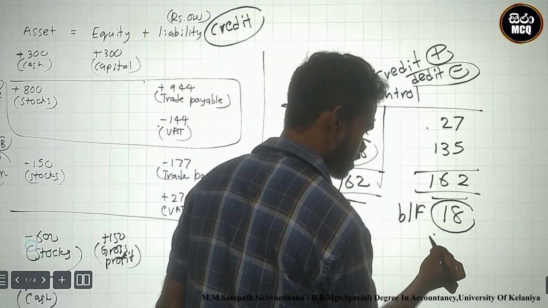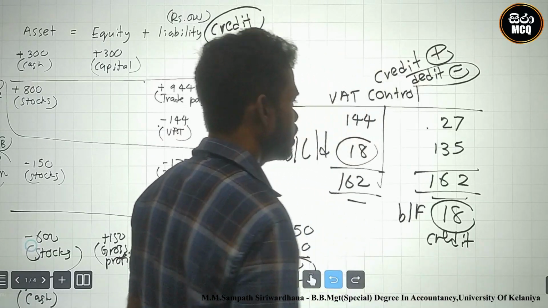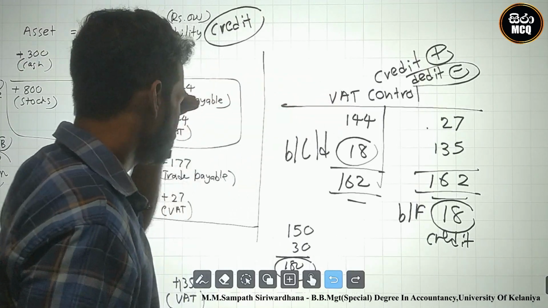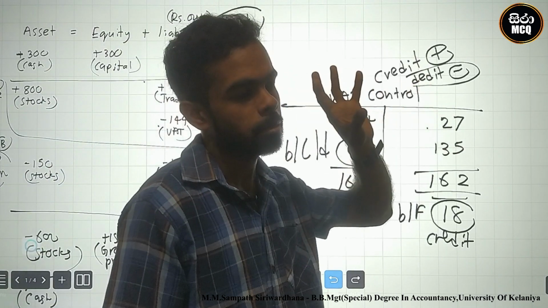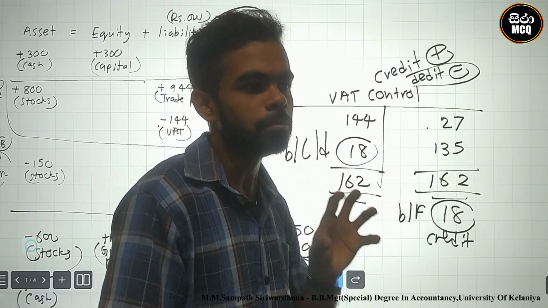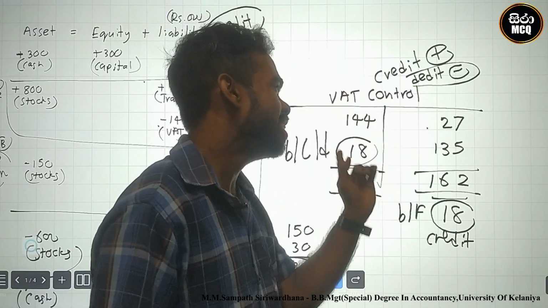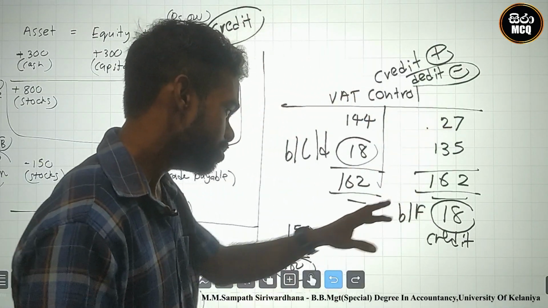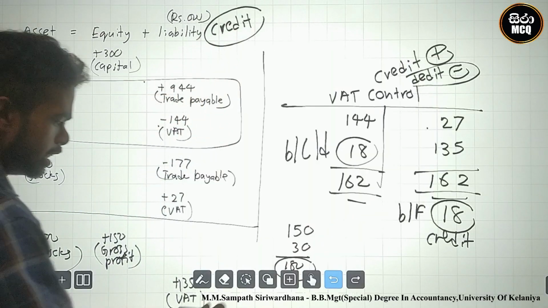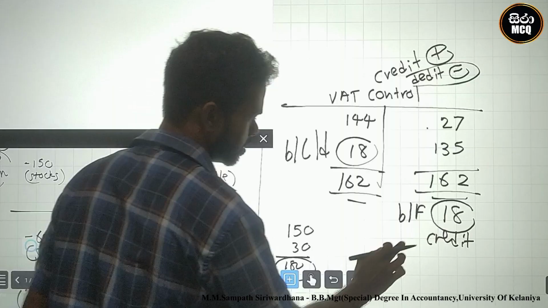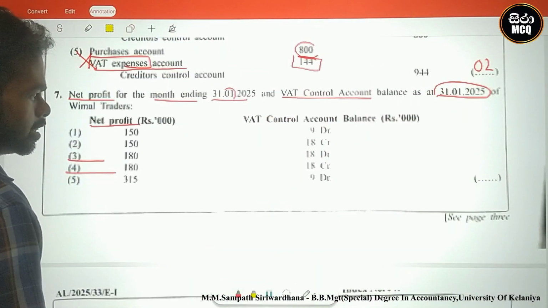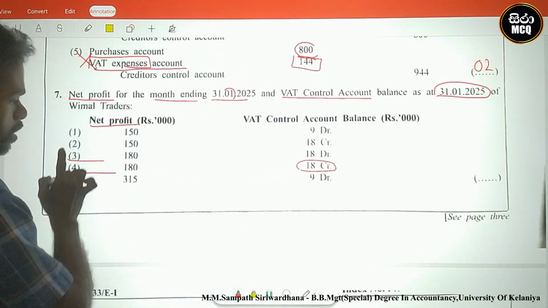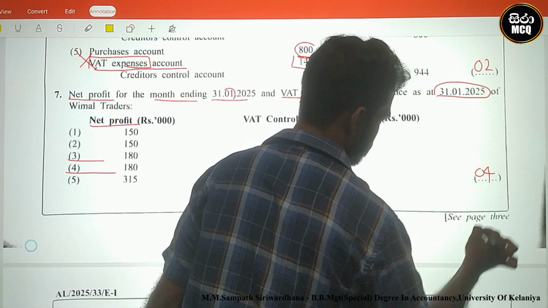18,000 is the credit balance. It is a credit balance, so minus sides must be debited and plus sides must be credited. Why? The VAT control account is a credit balance account, and a credit balance is increased with credit entries. Therefore plus sides must be credited. Therefore, the answer is 18,000 credit. The answer is 4 for question number 7.